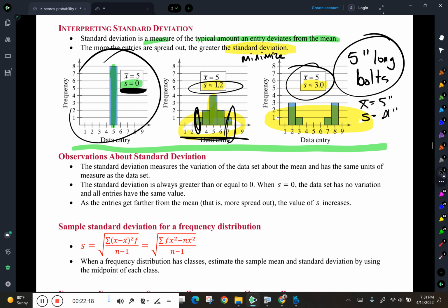Okay. Some quick observations and then we'll end the video. The standard deviation is a measure of variation that is about the mean. So if your goal is to describe a data set by using the mean as your measure of center, then your measure of variability, the measure of variation, is going to be the standard deviation. They have the same units. So if your mean is inches, your standard deviation is inches. If your mean is feet, your standard deviation is feet.